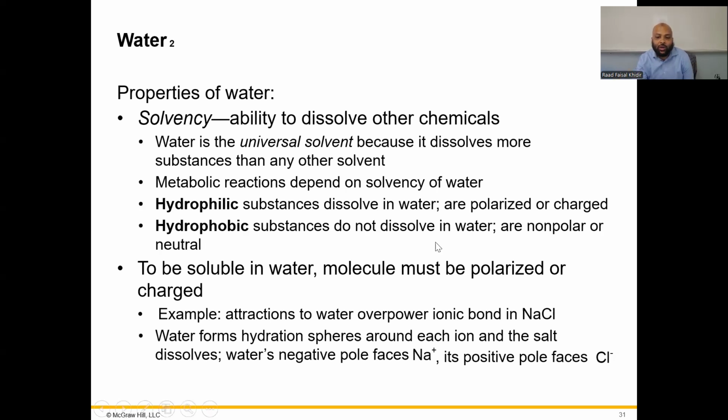So to be soluble in water, a molecule must be polarized or charged. So that's the law. In order to be able to dissolve in water, you have to be charged. You have to be polarized. And the example is attractions to water overpower the ionic bond. The attractions to the water overpower the ionic bond in the sodium chloride. So water forms hydration spheres around each ion, and the salt dissolves. The water's negative pole faces the sodium, and its positive pole faces chloride. We talked about that.